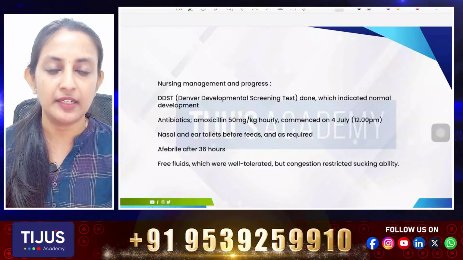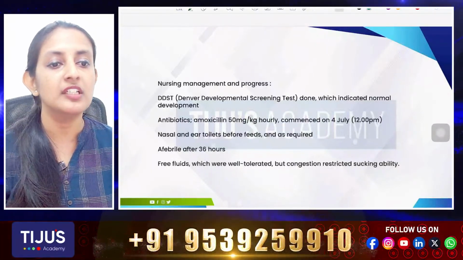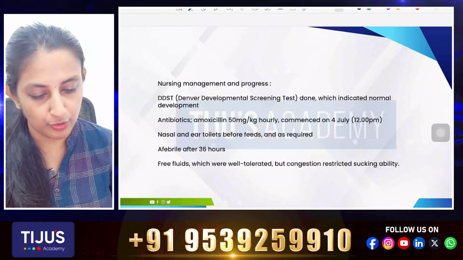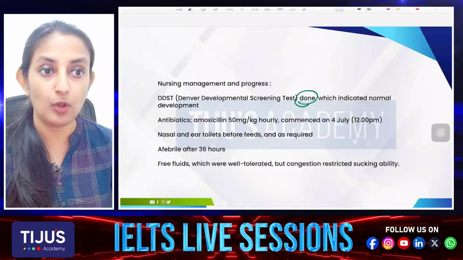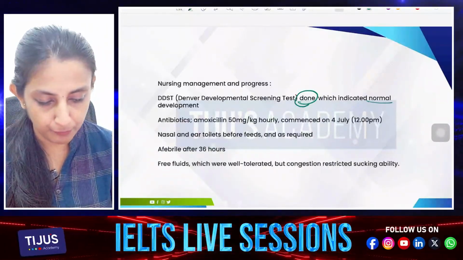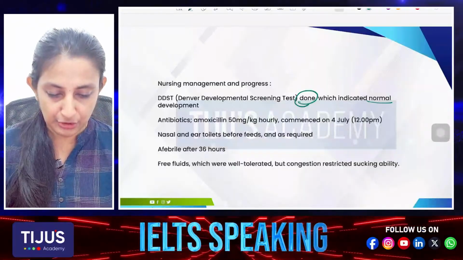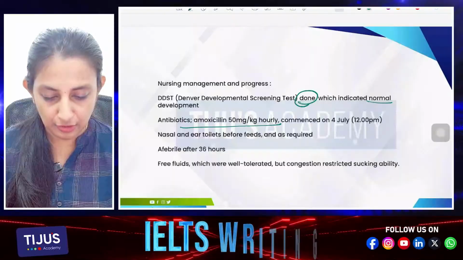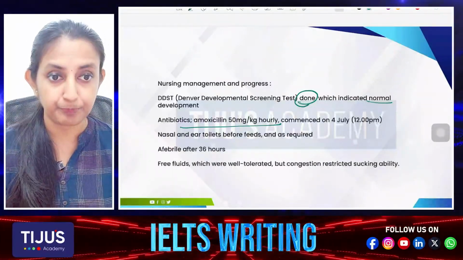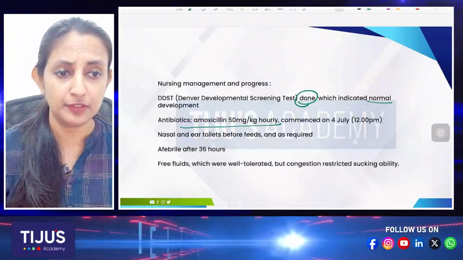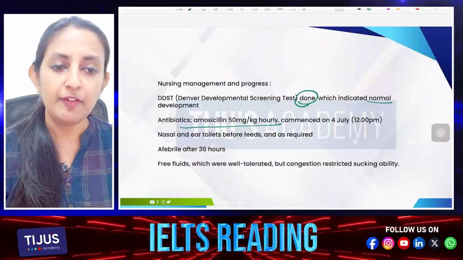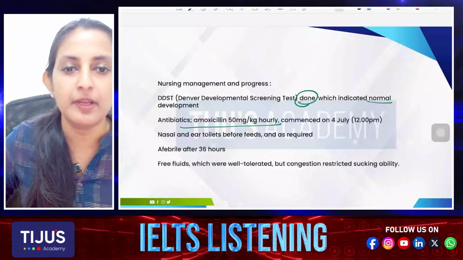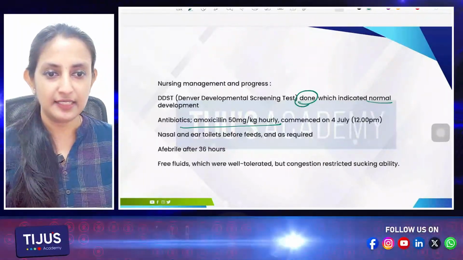So a Denver development screening test was done, which indicated normal development. So ഈ ഒരു screening test done which means it has already happened and it is normal ആണെന്ന് നമുക്ക് മനസ്സിലായി. And the patient was managed with amoxicillin antibiotics, nasal and ear toilets before feeds as required. Nasal and ear toilets were also provided before feeds. Afebrile after 36 hours. After 36 hours, the patient became afebrile, which means he doesn't have any fever.